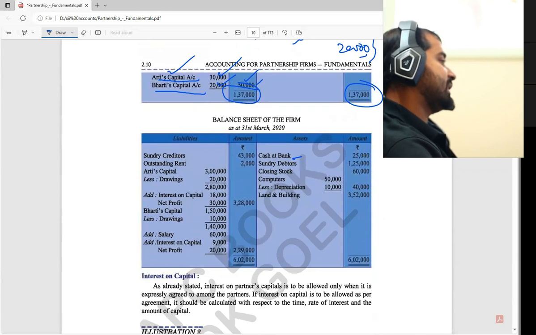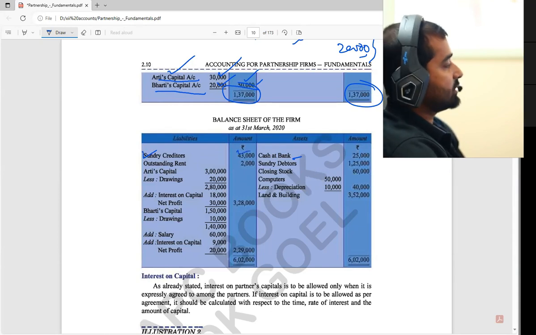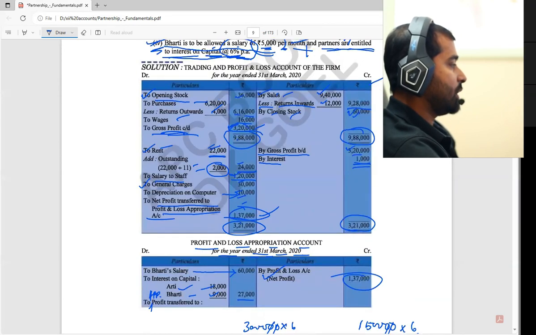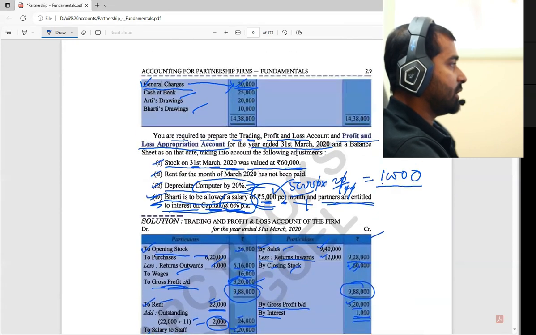Now see that sundry creditors, that is 43,000, was there. Now outstanding rent is one liability. We took that in the expenses side of the profit and loss account, and it was also a liability, so I have also taken it on the liability side. Aarti's capital, 3 lakh was there, so I have taken Aarti's capital. But if you check, the drawings were also there. One more part of the question paper we have not read yet, this one.